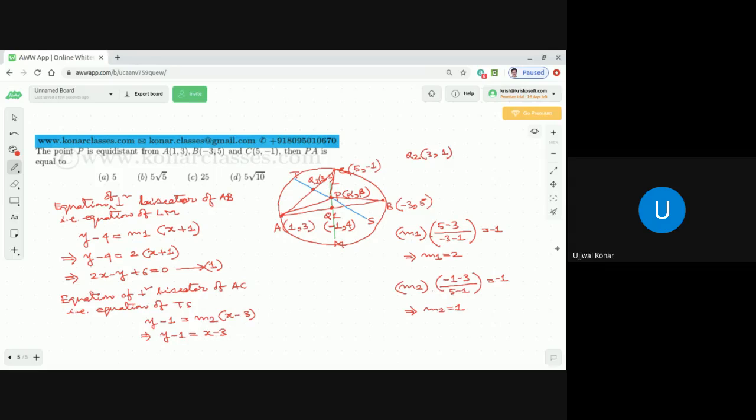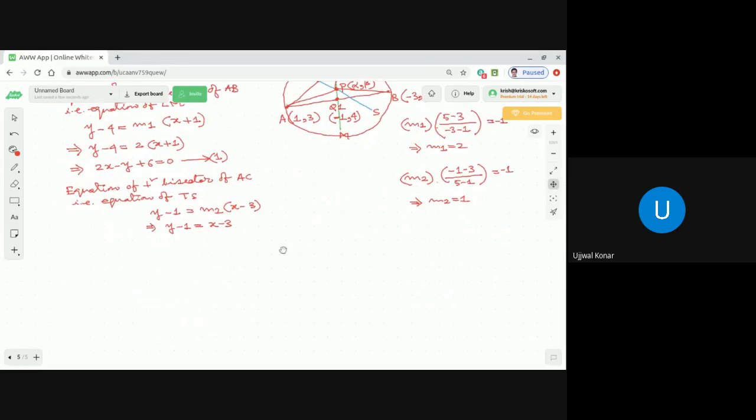So that implies that x minus y minus 2 is equal to 0. So that we give as equation number 2. So we have two equations: the first one is 2x minus y plus 6 equal to 0 and x minus y minus 2 equal to 0. Dear students, the solution to these two equations gives you the coordinate of the point P, because alpha, beta satisfy both these equations. Correct?